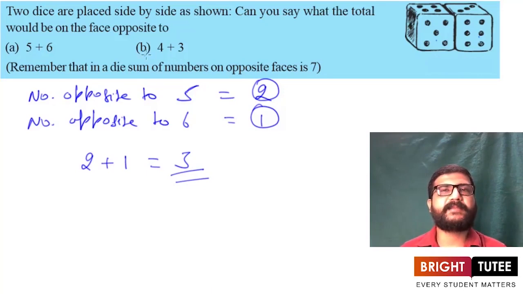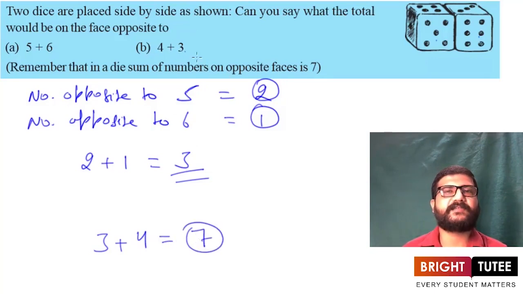Similarly, let's try the B part of this question. So here we have to tell total on the face opposite to 4 plus 3. Now face opposite to 4 will be 3 because sum has to be 7. So that will be 3 plus face opposite to 3, and that will be 4 because the sum has to be 7. Now 3 plus 4 is 7 only. So therefore answer for B part of the question is 7, and for A part it was 3. So we are done with both the parts of the question. Now let's move to the next question.